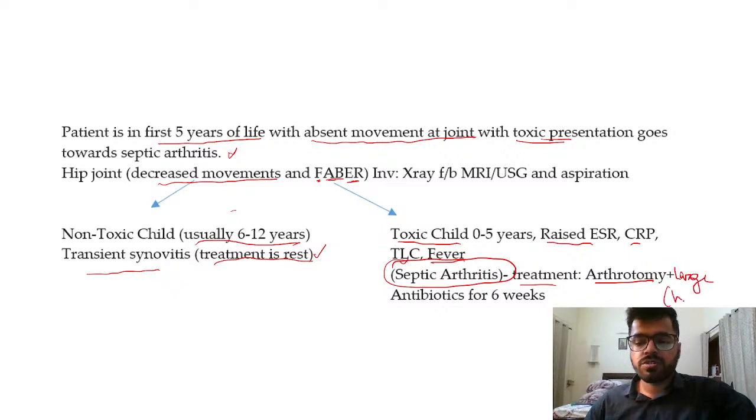Lavage means wash. Arthrotomy, opening of joint. So we surgically open the joint and wash it thoroughly. That is the treatment for septic arthritis. And then we give antibiotics for 6 weeks. Same, 2 weeks IV and 4 weeks oral.